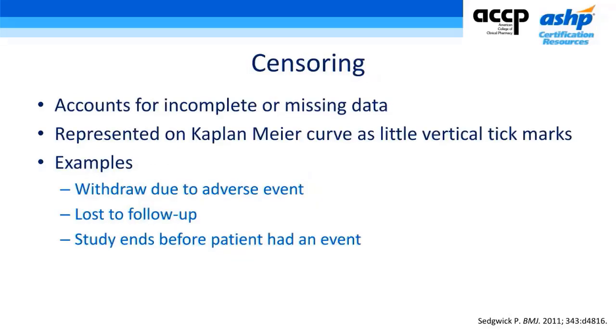Now, in the survival analysis and the Kaplan-Meier curve, you will see these little vertical tick marks on the lines, and that is to account for censoring. And so censoring is incomplete or missing data. So what would cause incomplete or missing data? So maybe loss to follow-up, the study ended before the patient had the event in question, and perhaps a participant withdrew for one reason or another before finishing the study.